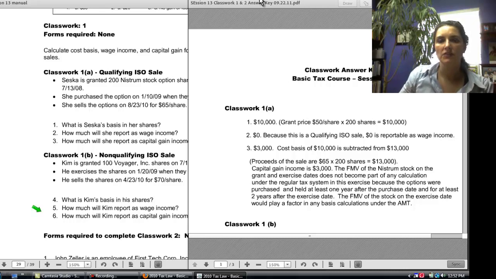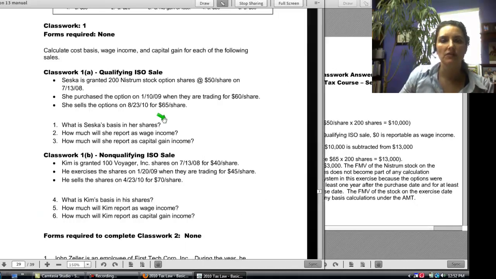and I've just got it open on the screen right next to the questions themselves. So how do we go about figuring this transaction for Seska? She gets 200 Nystrom stock option shares at $50 a share, and the date is 7/13 of 08. She purchased the option on 1/10 of 09, and then she sells on 8/23 of 10.